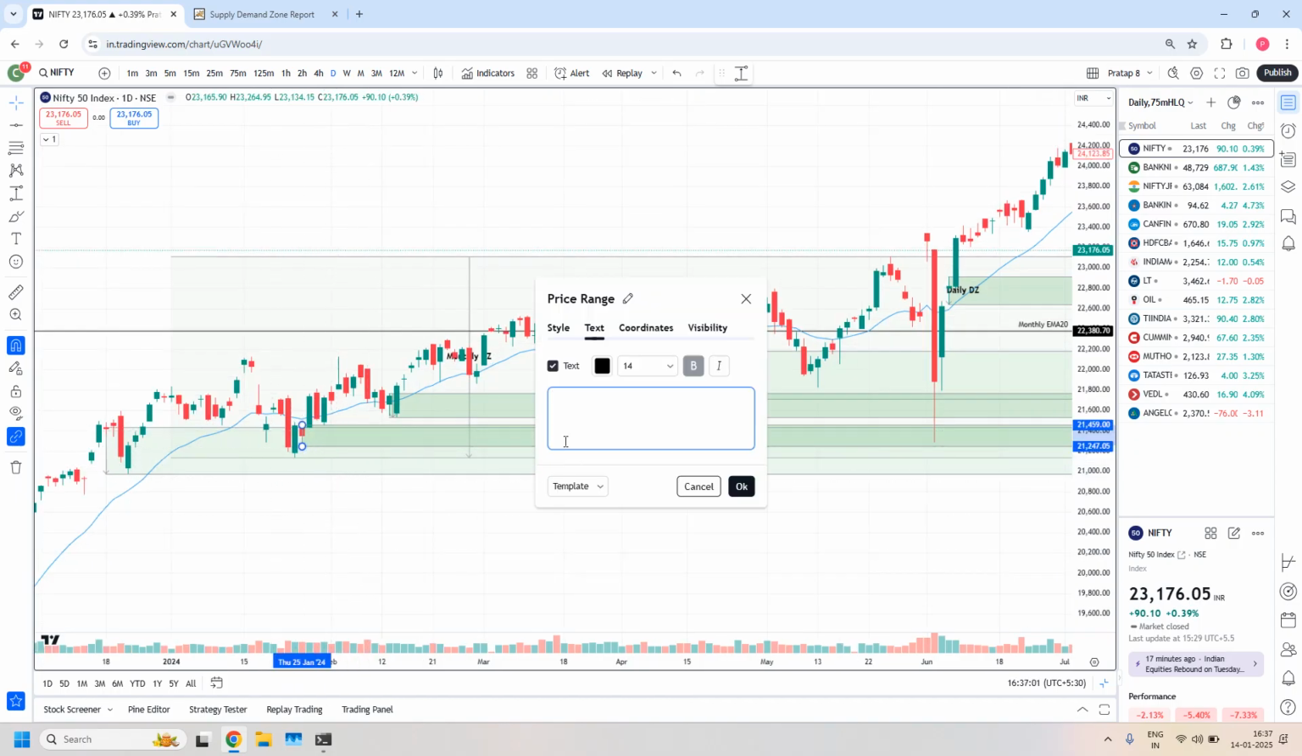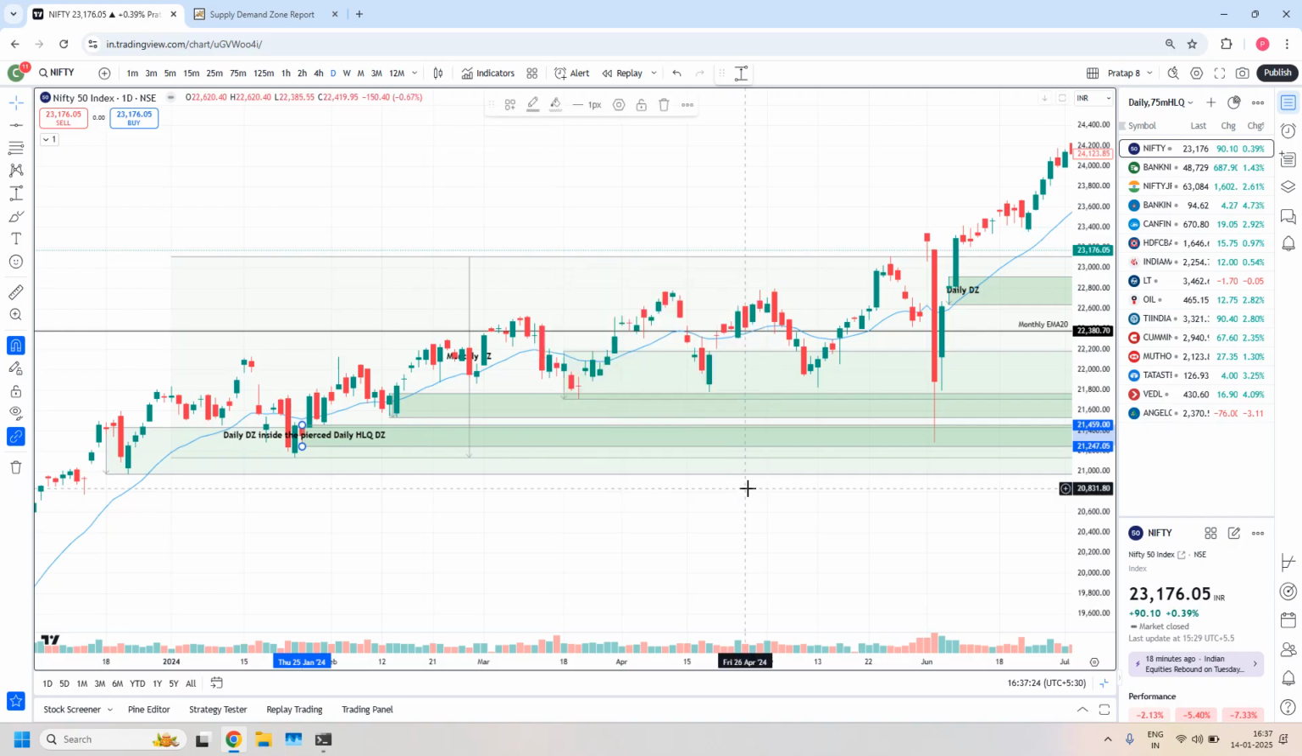This is a daily zone. Daily demand zone inside the pierced daily HLQ. This is because that is very important. This HLQ demand zone is a pierced demand zone. Let us keep that demand zone. So that way we know this zone is very powerful.